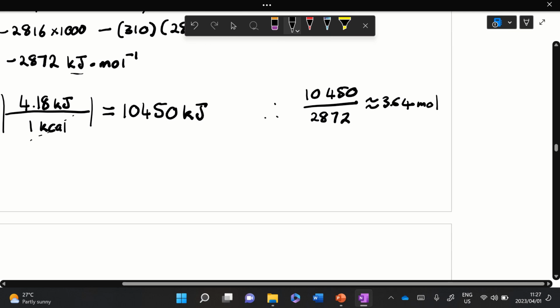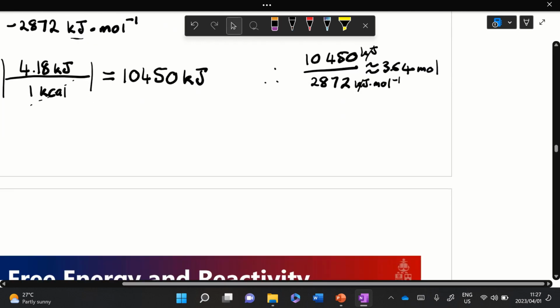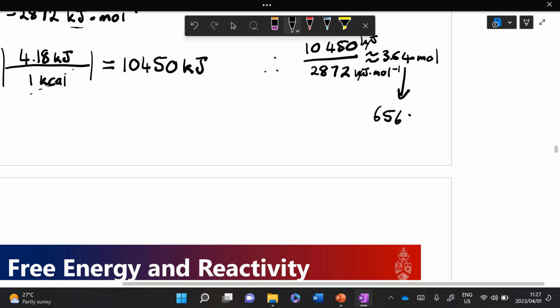Why does it give us mole? Because we have kilojoules here, and here we have kilojoules per mole. So the kilojoules cancel, the mole goes on top, and then we're left with so many moles. So in other words, that's the number of moles of glucose that we need. And of course, you can calculate that that many moles corresponds to 656 grams of glucose, because in 1 mole it's about 180.2 gram per mole for glucose, this is the molar mass.